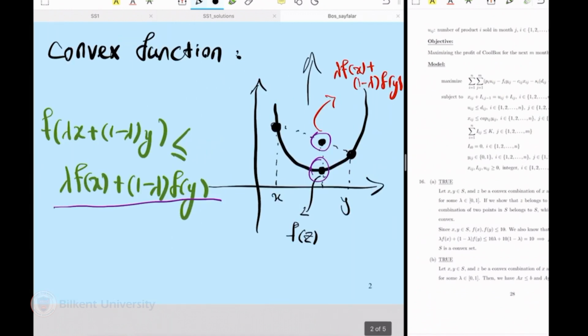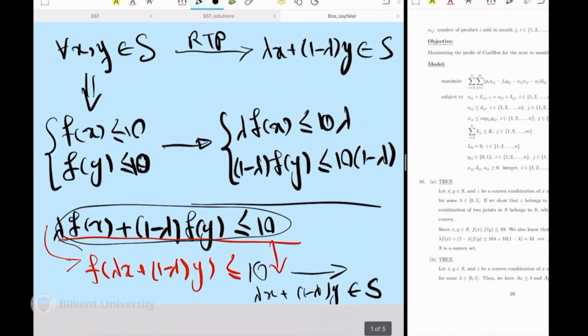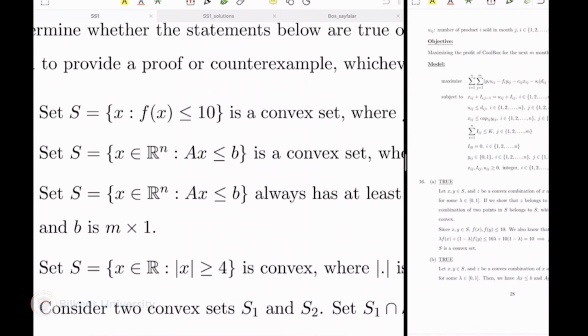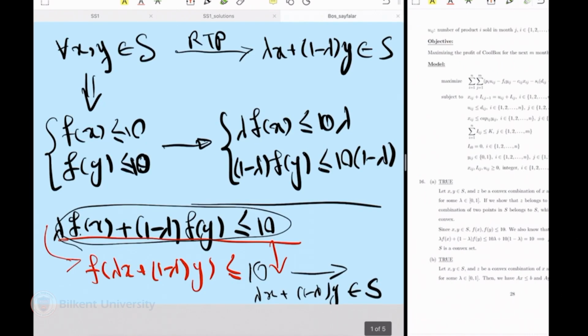I know that if f is a convex function, f of lambda x plus 1 minus lambda y is less than or equal to that expression that I've written here. So I can say that since this is less than or equal to 10, f of lambda x plus 1 minus lambda y is less than or equal to 10. This you understood, right? So what was the definition of S? The definition of S is whatever point x for which f of x is less than or equal to 10. So now that I showed that for this specific point f is less than or equal to 10, this specific point exists in S. So I showed that the convex combination of x and y for lambdas between 0 and 1 exists in S, so S is convex. We used the definition of a convex set and the definition of a convex function.